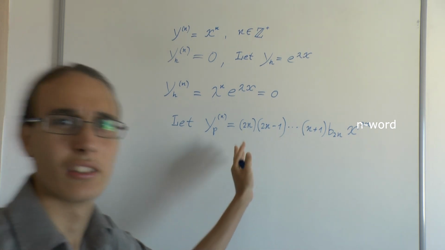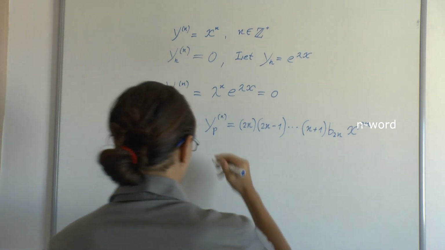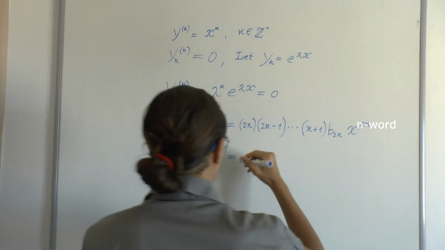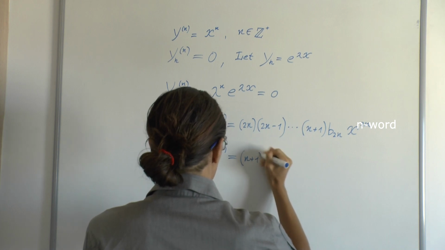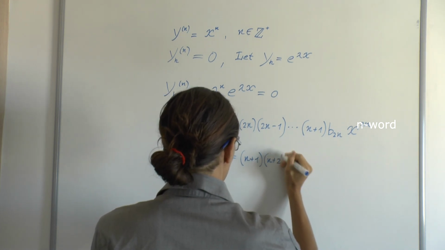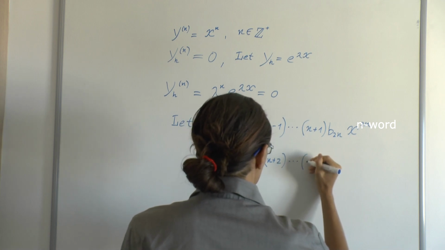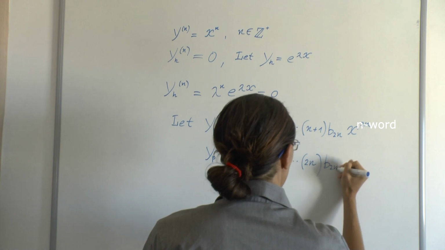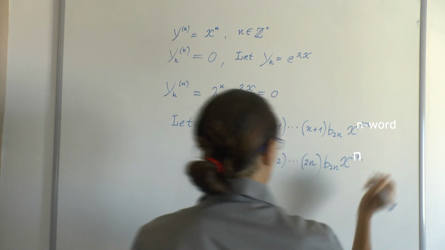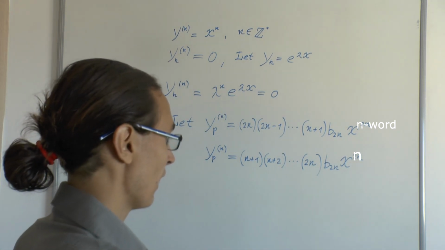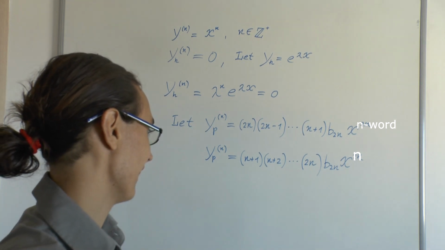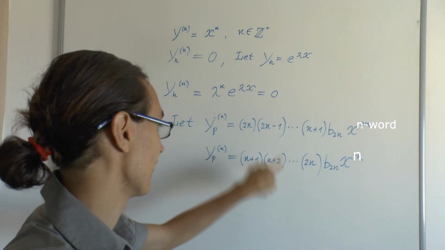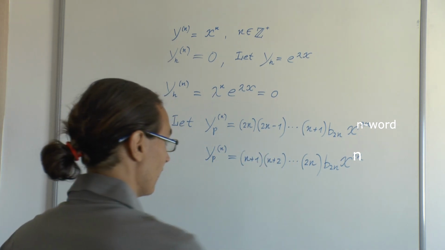But I don't like the way this is written, so I'll rewrite it a little bit so that we start with n plus 1. So starting with n plus 1 times n plus 2, until n plus n, which is 2n, b2n x to the 2n. Cool. So it's almost like a factorial, but we're stopping here. It's like a rising factorial, actually.